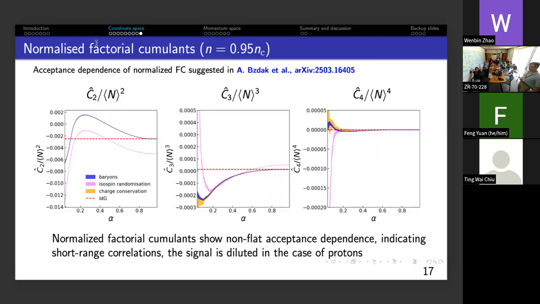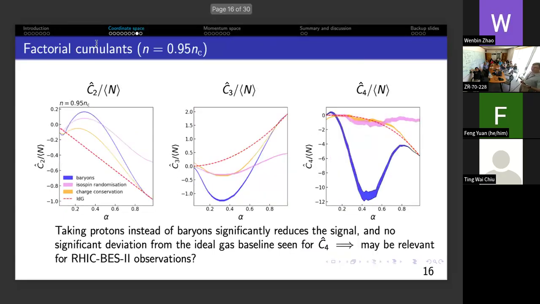But maybe what is worth noticing here is that, especially in this plot and this plot, the blue line and the orange line, which are baryons and charge conservation, are matching. So there is no difference in it, which is not true for this plot. Orange and blue lines are clearly different here.